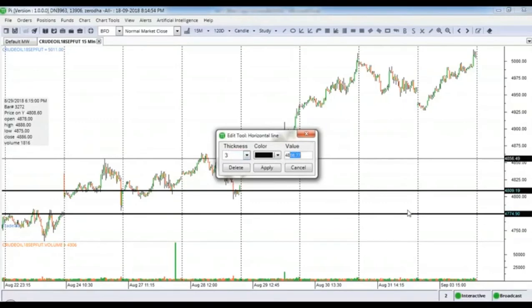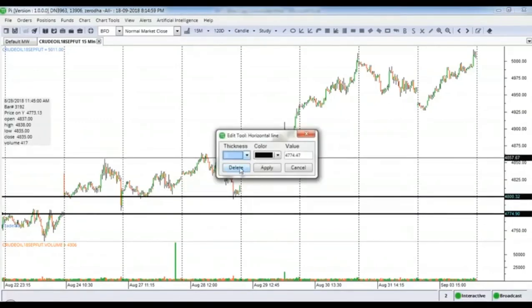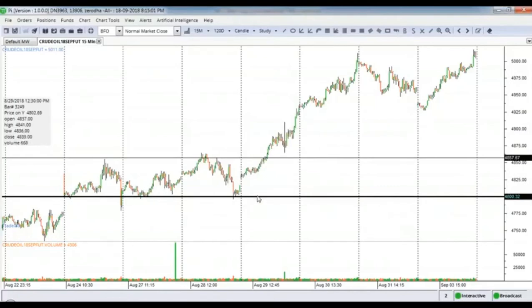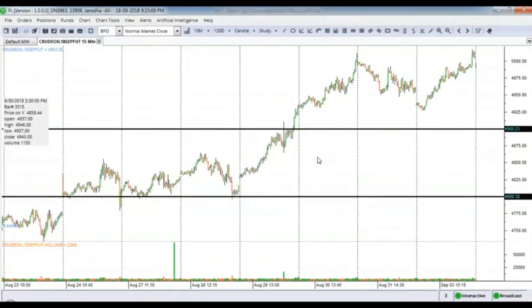Now let's draw a line at a magical number, which is 4800. We see that it seems to be not able to break 4800. This is 4900. This is a 100 rupee interval.